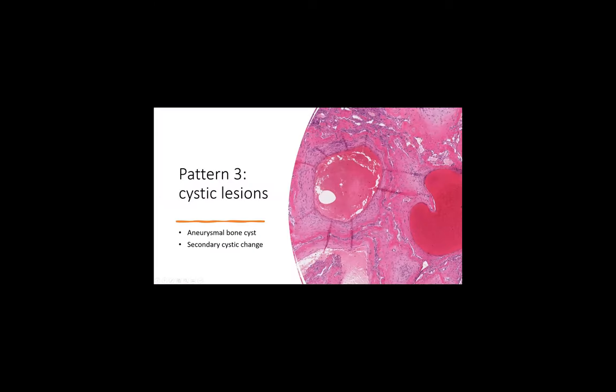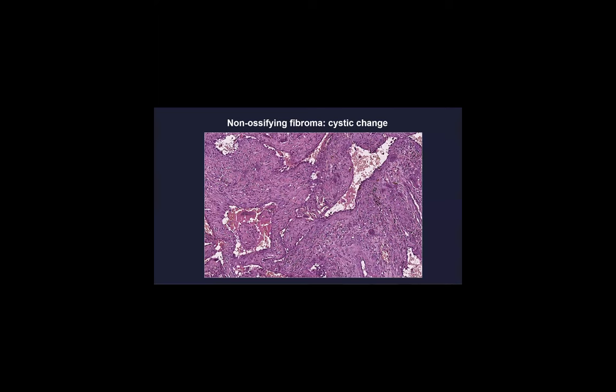When I see this, I think of my cystic lesion differential. Most of these cases are going to be either aneurysmal bone cyst or, as Dr. Illeslan mentioned at the beginning, a secondary cystic change in another primary bone tumor. Other entities that we've talked about can have secondary cystic change. We used to call this secondary ABC, but since the lesional cells in these cystic areas have the same genetics as the underlying tumor, we now just call this secondary cystic change. So this is an example of an NOF with secondary cystic change.